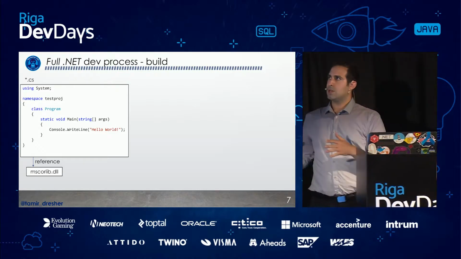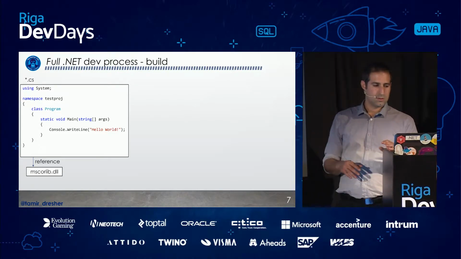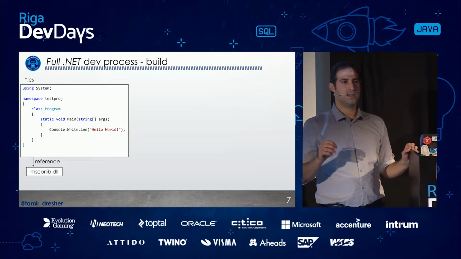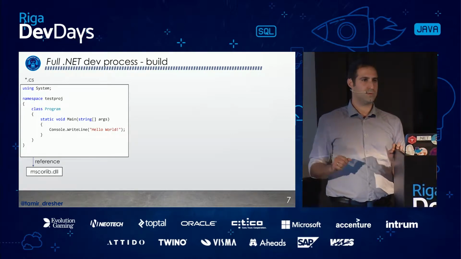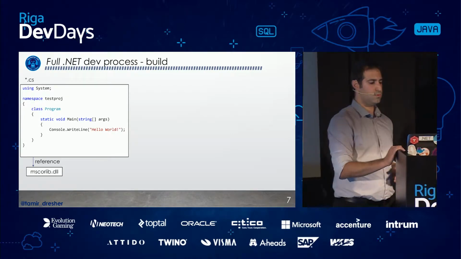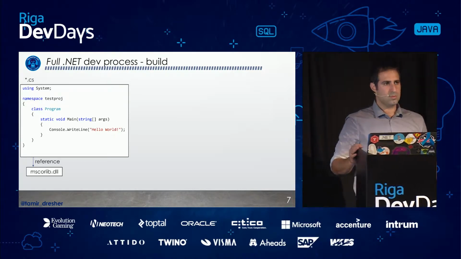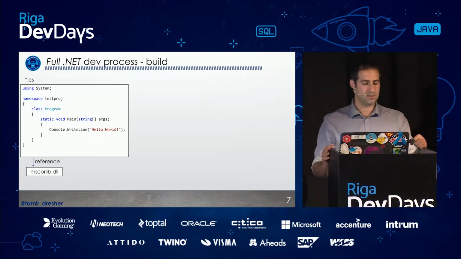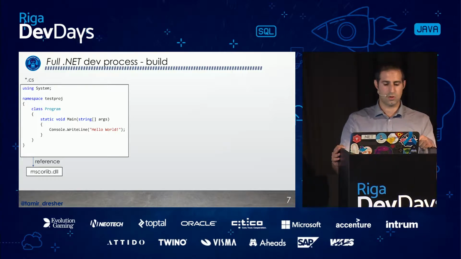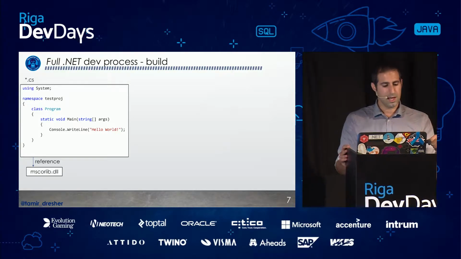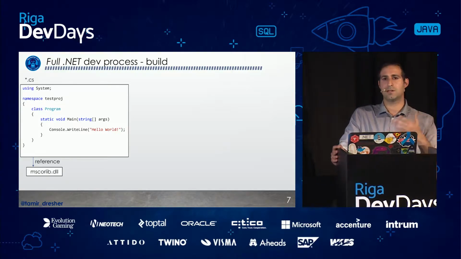So to understand what's going on with .NET Core and how everything is connected, we need to understand how the traditional full .NET development process was happening. So usually you have your CS files, all kinds of files that include your code in C#, for example, and in your code you reference other kinds of libraries.